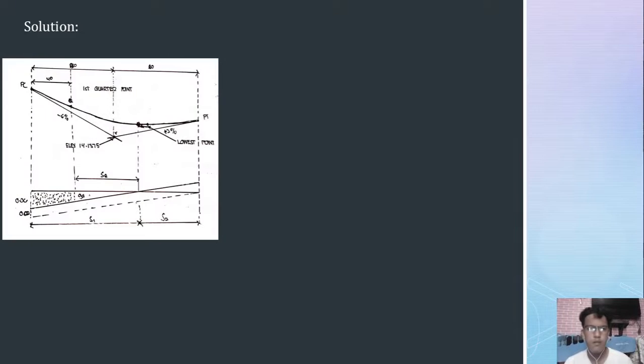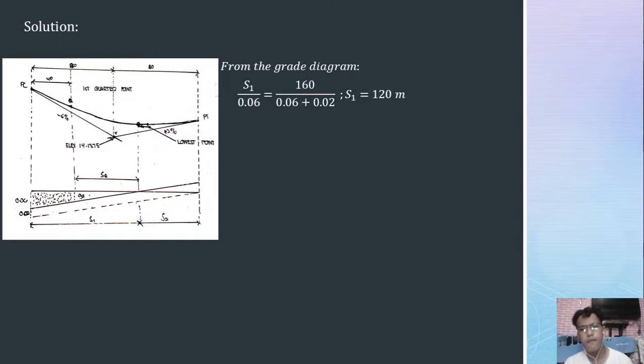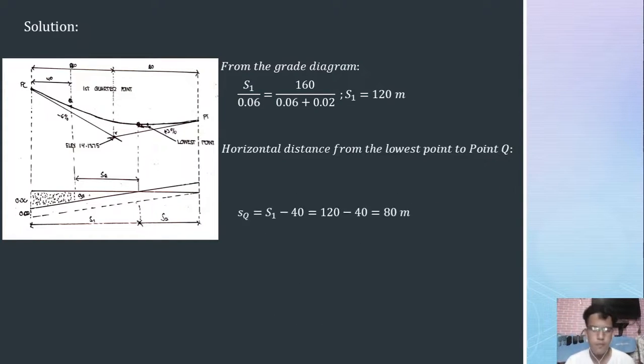So our solution. First, remember to draw a diagram for each problem. From the grade diagram, we have to find the horizontal distance. S1 over 0.06 is equal to 160 over 0.06 plus 0.02. Just algebraic manipulation, we can get 120 meters, the horizontal distance from the lowest point to point Q.